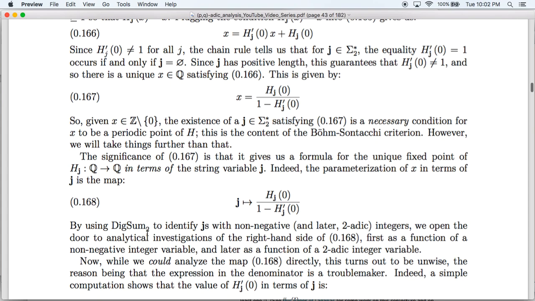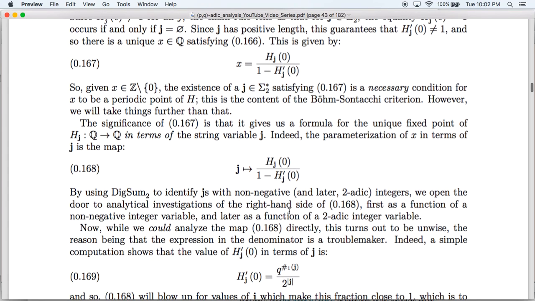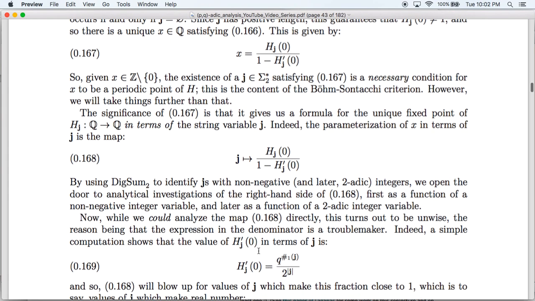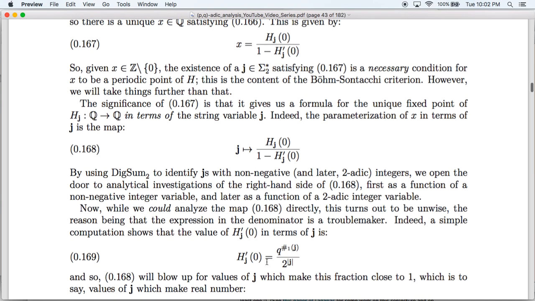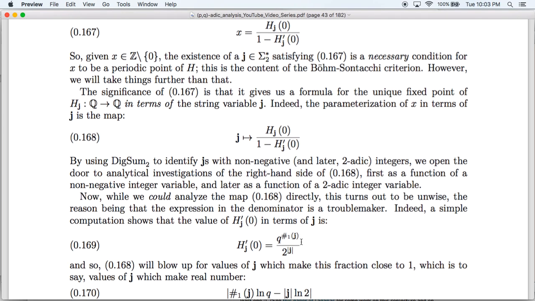By using the digit sum function, we can identify the bold j's with non-negative integers, and later with q-adic integers. We can then study this right-hand side analytically, first as a function of a non-negative integer variable, and later as a function of a q-adic integer variable. Now, while we could analyze this whole thing, this turns out to be less than ideal because of the denominator here. A simple computation shows that the value of h prime bold j of 0 is q to the number of ones in j divided by 2 to the length of j.